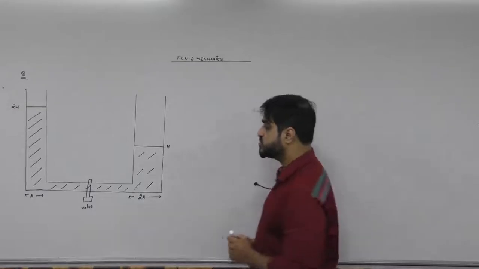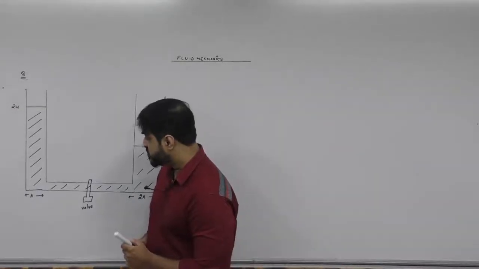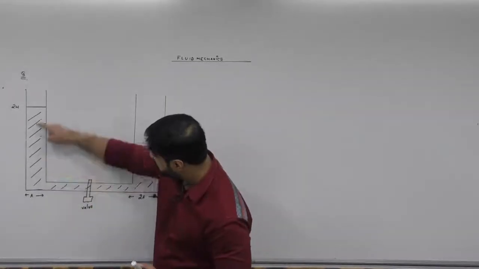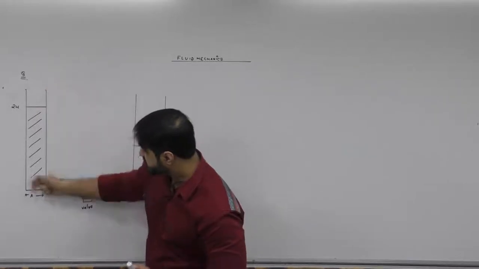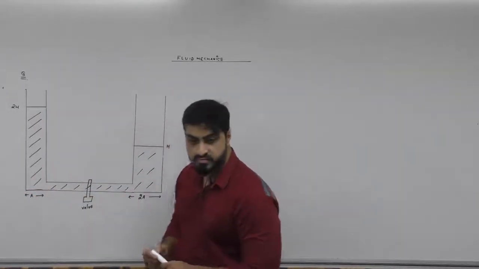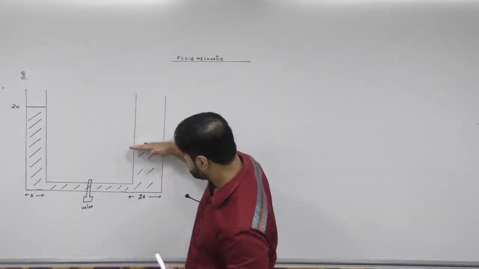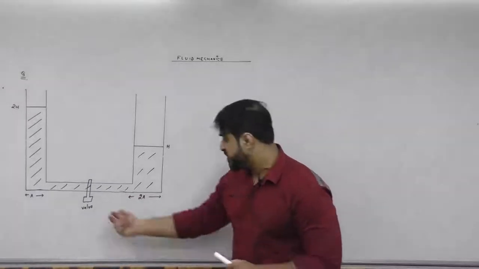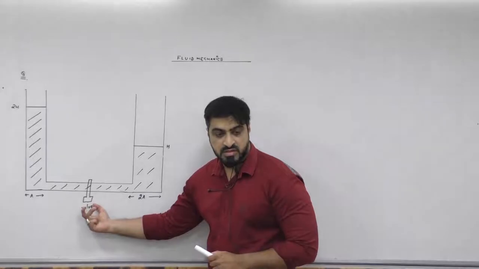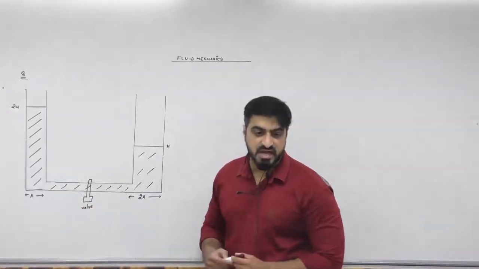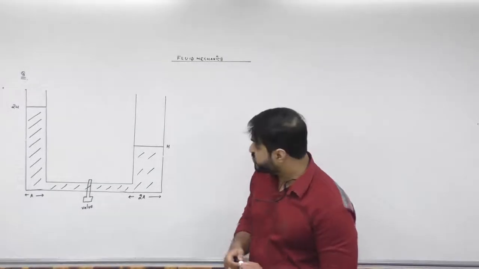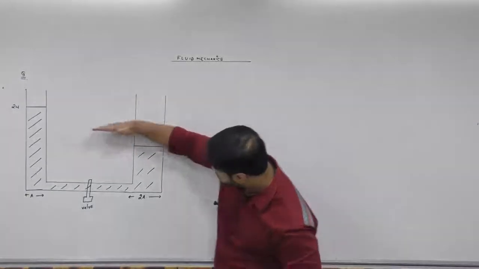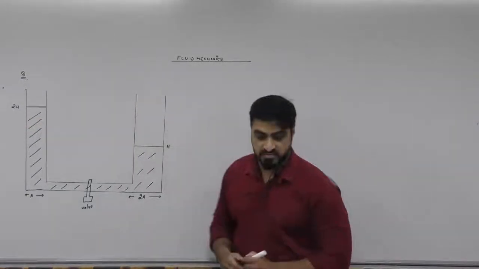So, what are they telling you? This is the liquid which is there. It is rising up to a height of 2h in a container of area of cross section A. And over here the height is h. The area of cross section over here is 2a. When I open the valve, liquid will get redistributed such that the height will become the same. I want to find the common height. Means at this level, this will rise and this will fall, and I want to find this common height.